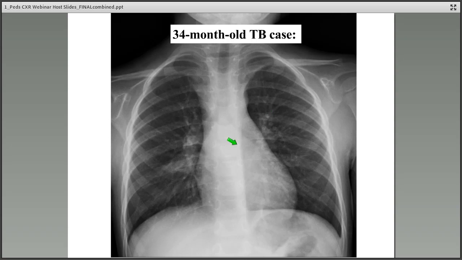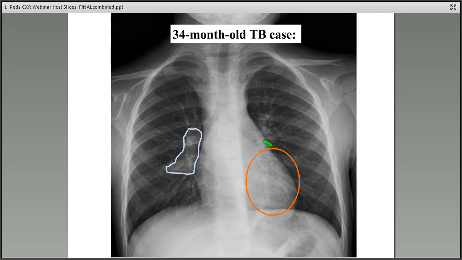Here's another case of a 34-month-old with TB. When you evaluate the right hilum, again, you don't see the normal tapering of the right pulmonary artery. What you do see is an enlargement on top of the pulmonary artery, as well as in the inferior aspect of the pulmonary artery. On the left side, again, you don't see a nice taper of the pulmonary vessel. There are small adenopathy present within the left hilum.